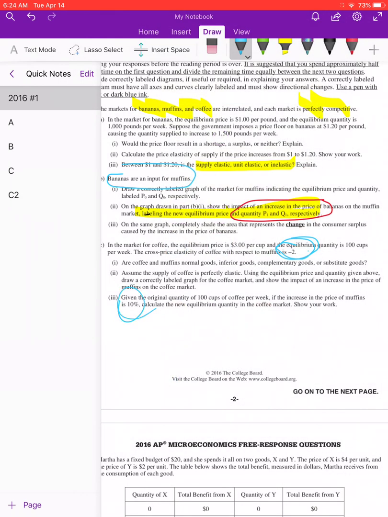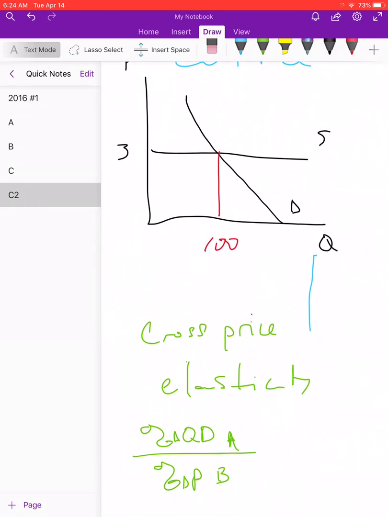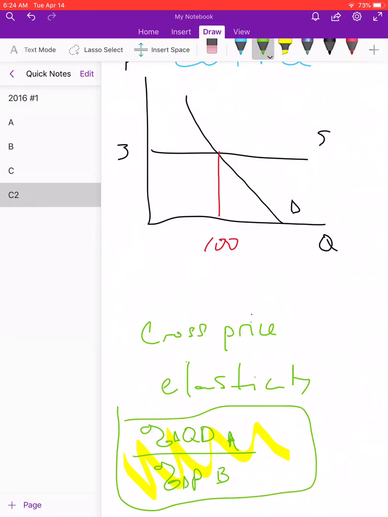Taking a quick look here, it says, given the original quantity of 100 cups of coffee per week, if the increase in the price of muffins is 10%, calculate the new equilibrium quantity for the coffee market and show your work. This is not that bad. In order to do this, you have to remember your formula for cross-price elasticity. The formula is the percentage change in quantity demanded of good A divided by the percentage change in price of good B.